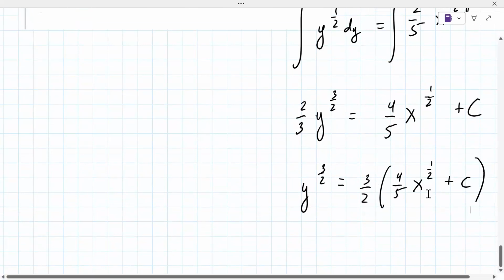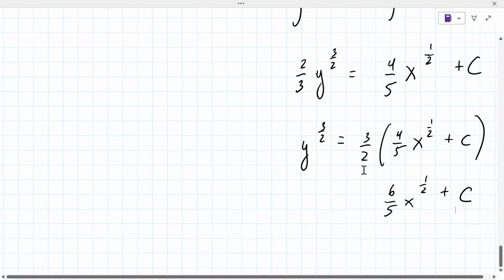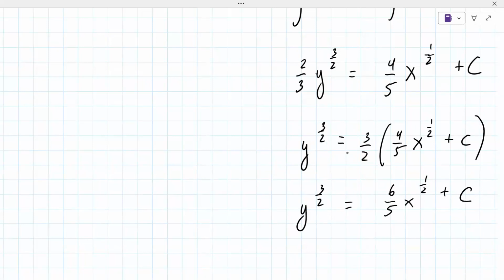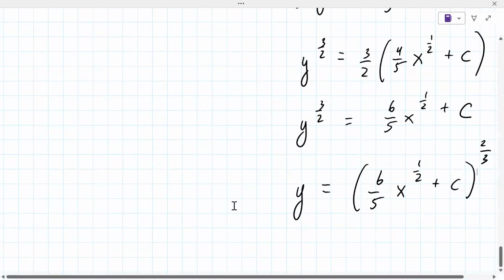Now, when you multiply in, you get 6/5 x to the 1/2, but the plus c ends up just staying as a c. Even if you multiply it by a number, it stays c. There's more explanation needed for that, but we don't have time. It doesn't really matter. But last thing here is to undo the 3/2 power. So you raise everything to the 2/3 power, like that. That's your final answer.